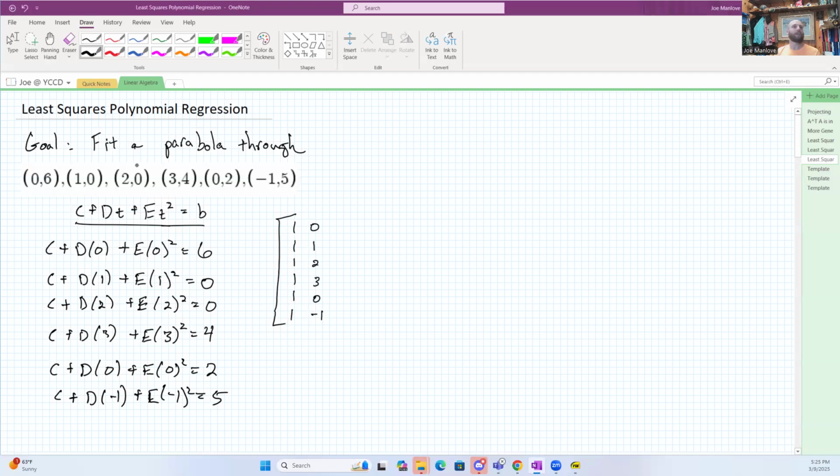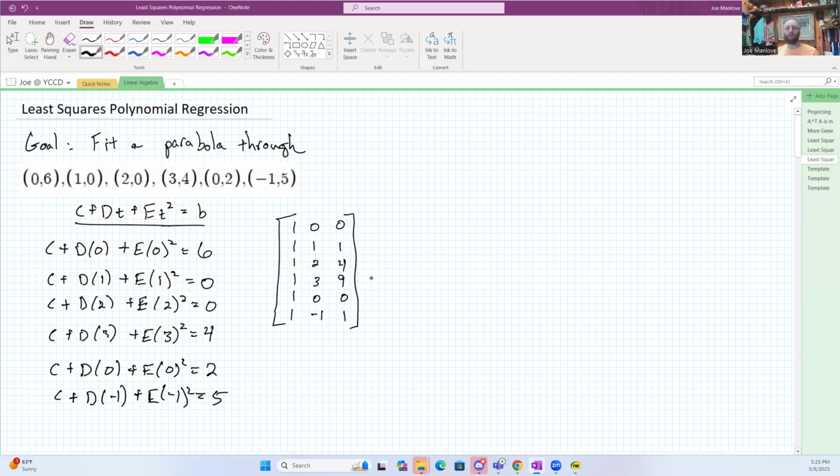Notice that column is literally just the x values out of my data. The first column was the x to the zeroth powers out of my data, the constants. The second was the x to the first powers. And then this third one is going to be all of those x's squared. So I have 0, 1, 4, 9, 0, 1 for my last column here.